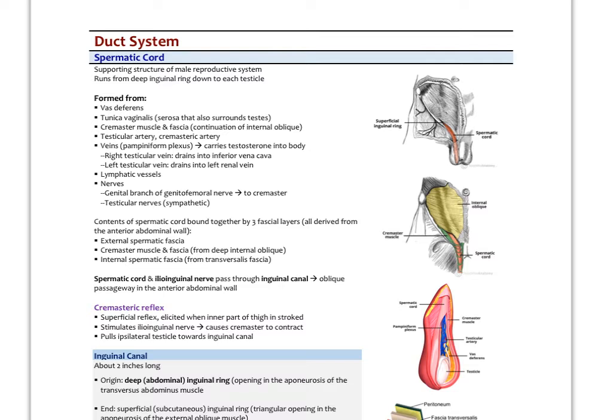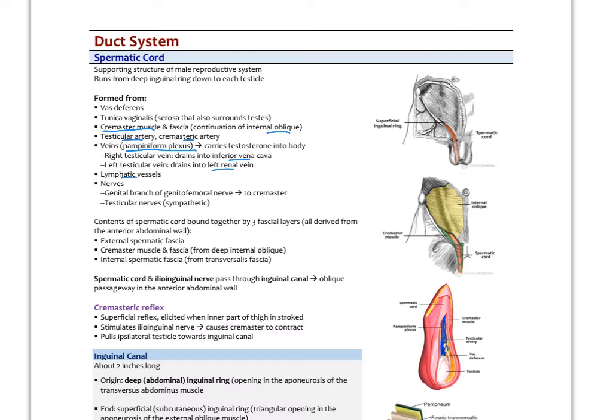Within the spermatic cord is also the cremaster muscle and fascia, and that's a continuation of the internal abdominal oblique muscle. There is a testicular artery and cremasteric artery, so 2 arteries, and then there are veins, and we already looked at the pampiniform plexus, and that's the venous drainage from the testes, which will carry testosterone into the body. The right testicular vein actually drains into the inferior vena cava directly, versus the left testicular vein, interestingly, drains all the way up into the left renal vein. And that's because embryologically, again, the testes essentially come from the kidney region, they descend down, so they're going to carry all those structures with them.